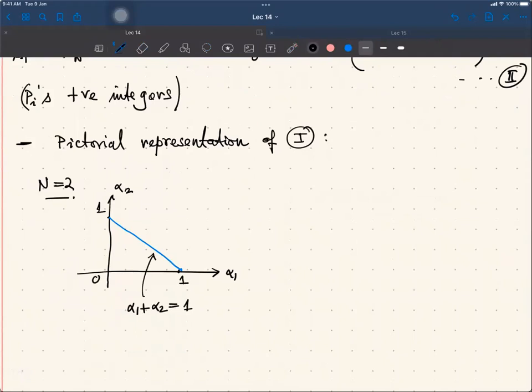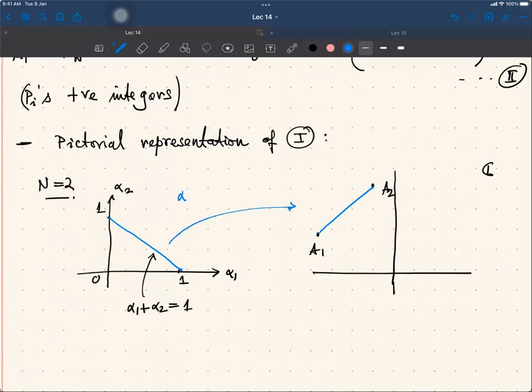Similarly, if you take the convex hull of these two points, so this is the complex plane, and suppose this is A1 and this is A2, then the convex hull is nothing but the straight line connecting these two points. And there is a one-to-one map between this line and this line, which is given by alpha 1 A1 plus alpha 2 A2.